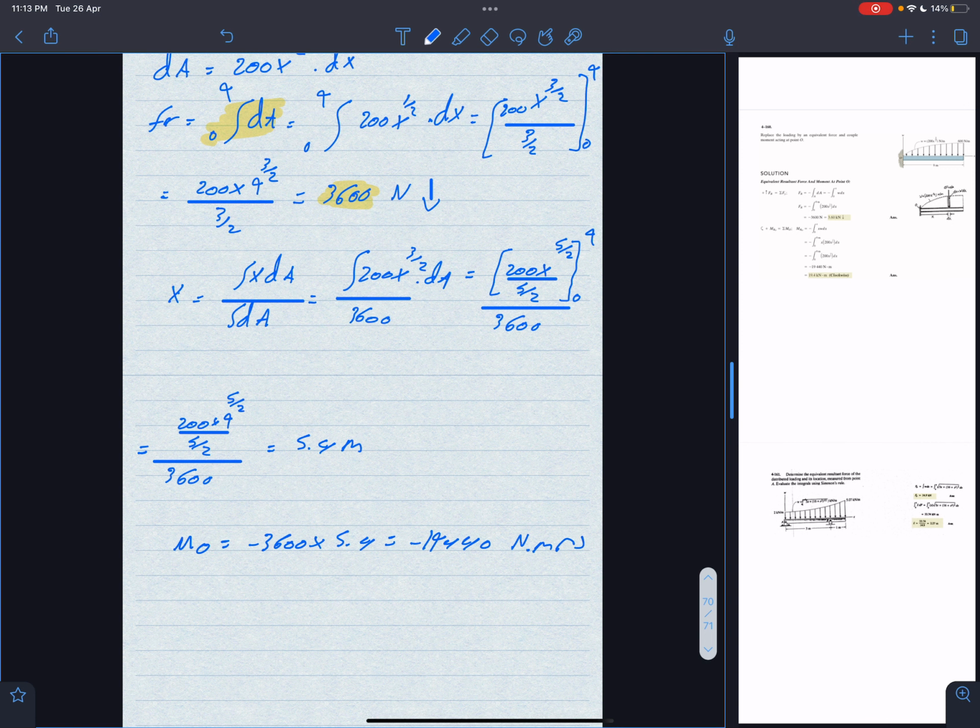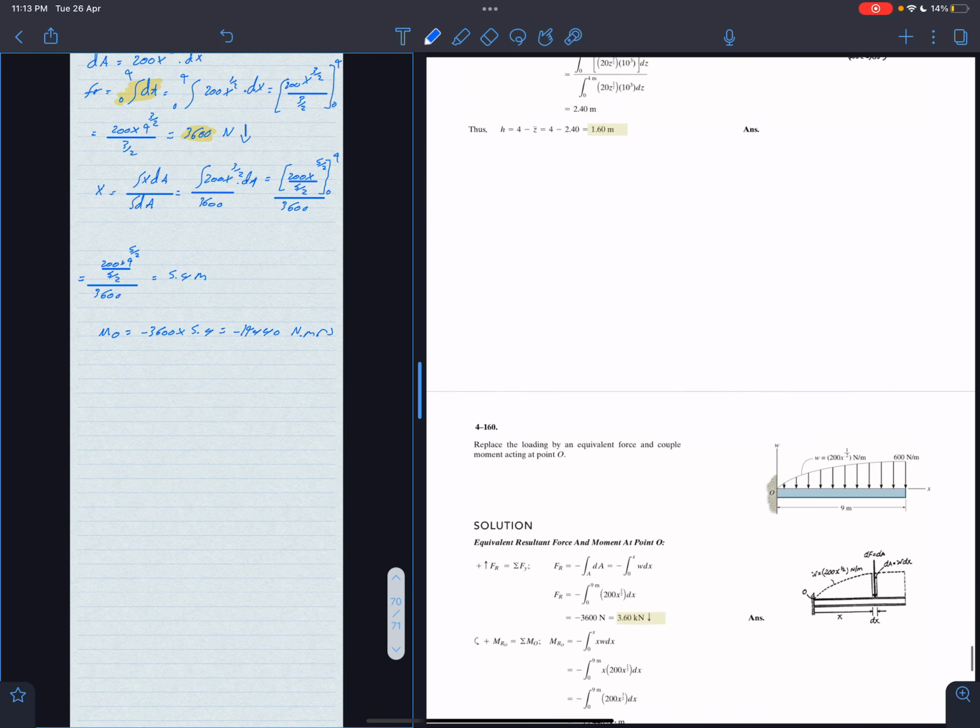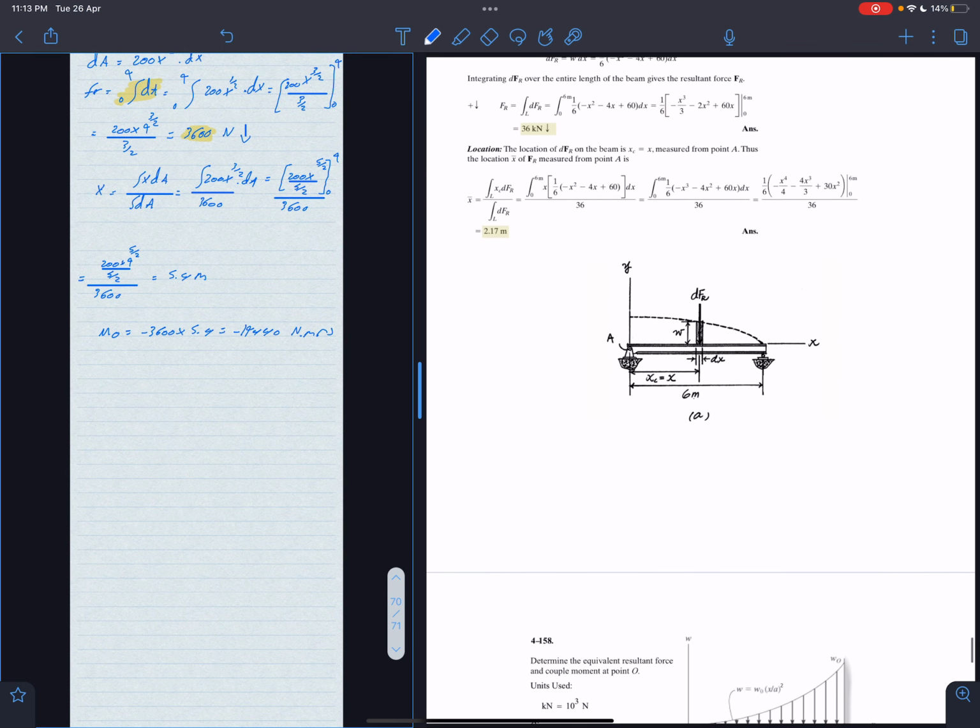So this is the first one. Let's see the second one. What do we have here?